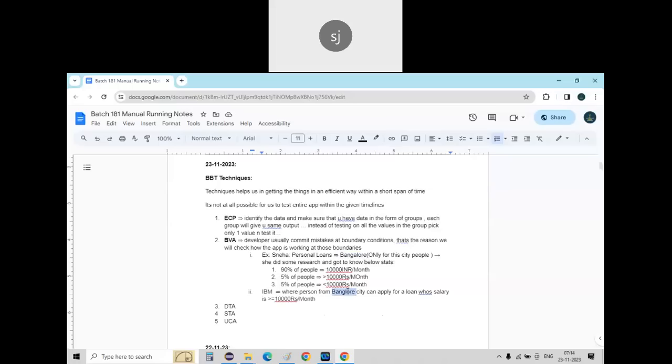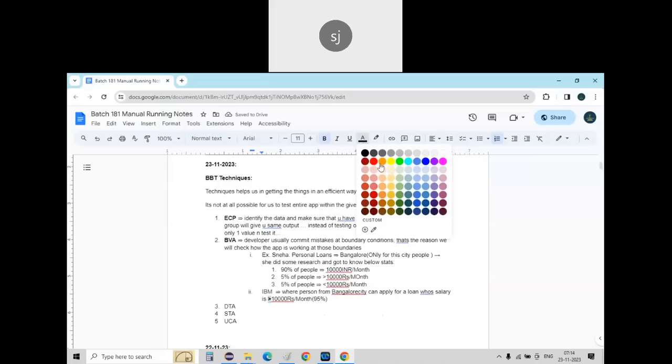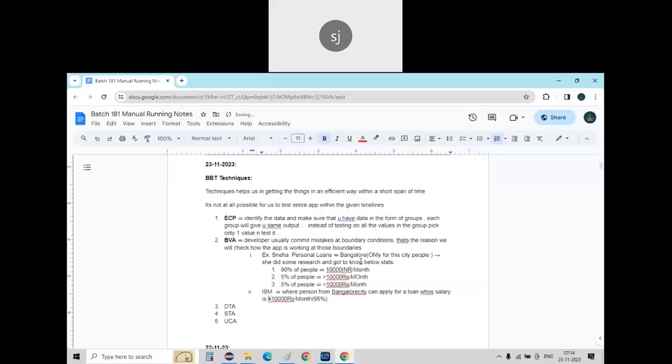So, as per her requirement, 95% of the people have this. Hence, the majority of the people can access her application and they can get the loans. And the developer, while developing the application, implemented just greater than and forgot to keep equal to there.